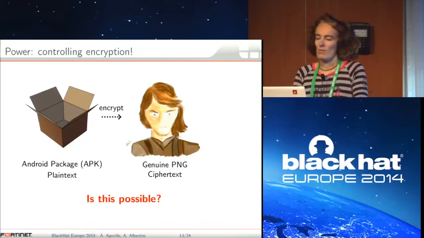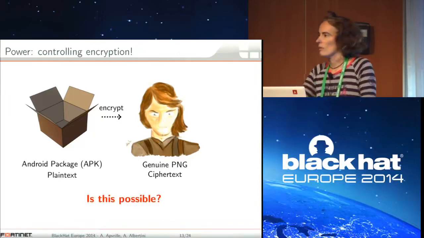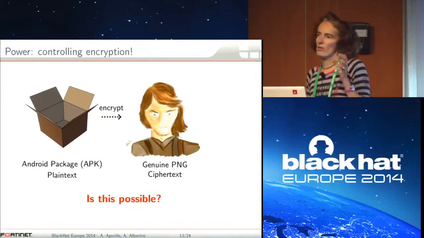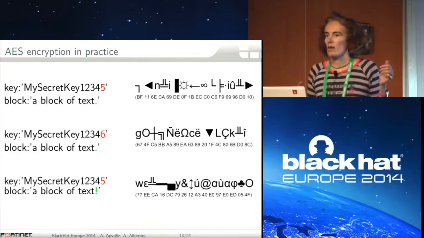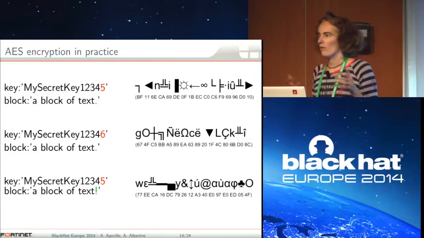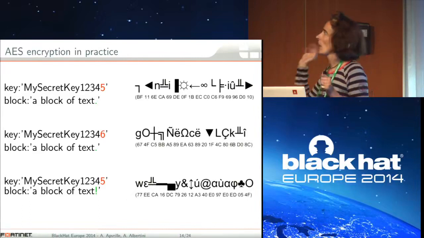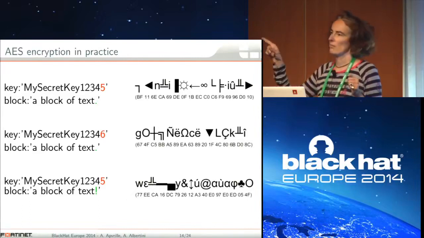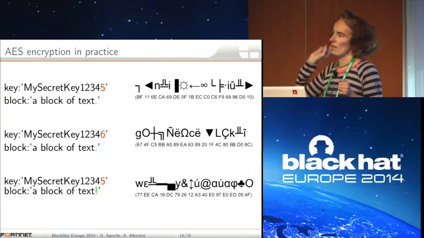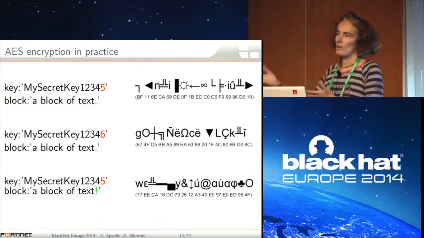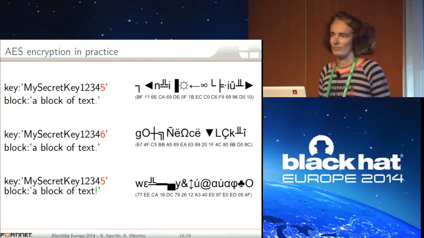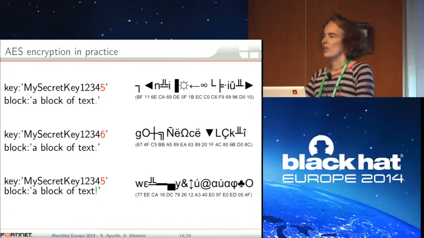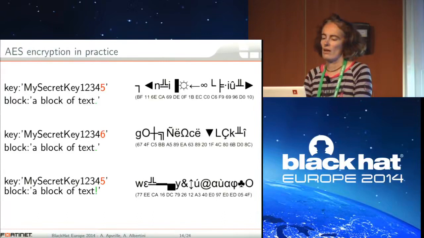Is this possible? Well, at first sight, of course, it does not look possible because I don't know if you've ever tried, but whenever you change, I don't know, a single byte of a plain text or a single byte of a key, well, you get a ciphertext which is totally different. Here you've got on the left-hand side the plain text, and on the right-hand side the ciphertext. You see they look totally different, and there's absolutely no way that the ciphertext can look like a valid image. So it looks really difficult to control the output.